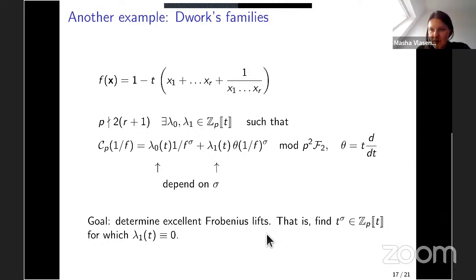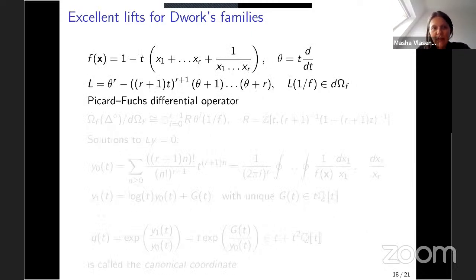To give the answer to what excellent lifts are for Dwork families, we have to consider the differential operator of order R, which annihilates 1 over f in the sense that the result of applying this operator to 1 over f belongs to the submodule of derivatives. These are called Picard-Fuchs differential operators. They represent the Gauss-Manin connection in algebraic geometry under that isomorphism with de Rham cohomology.